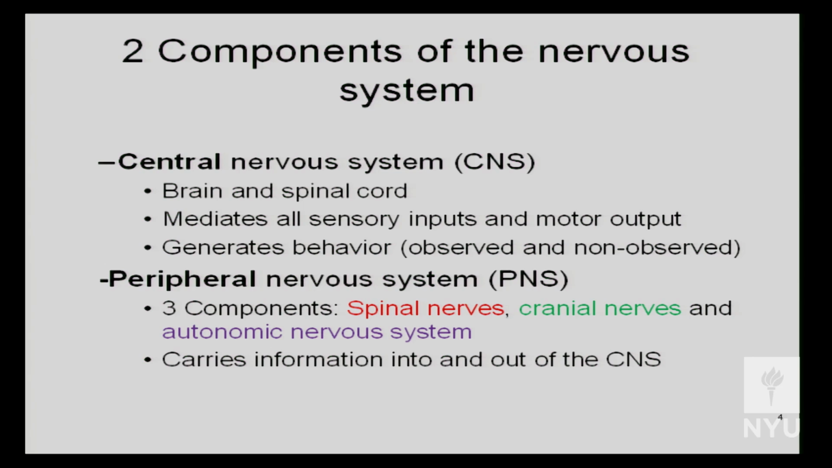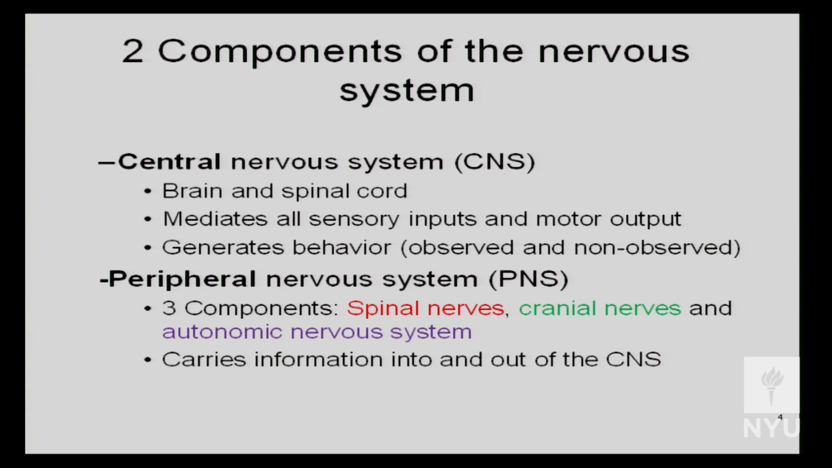Actually, let me just give you a few more definitions of both central and peripheral nervous system. So the central nervous system is made up of the brain and the spinal cord, as I just said. And the function of these areas is to mediate all sensory inputs and all motor output. It generates behavior, both observed and non-observed. Of course, the central nervous system, the brain, is important for all our thoughts, all our plans, all our thinking.